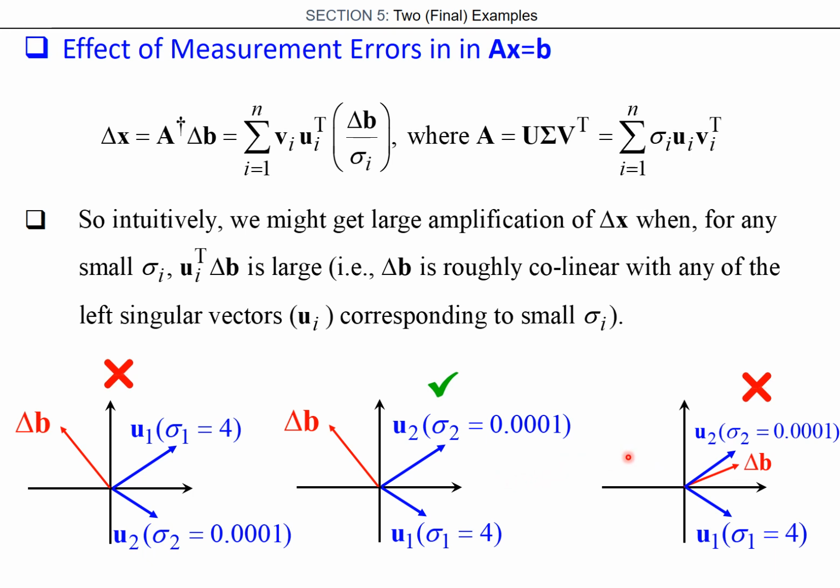Now what about this? Here we've got a very small singular value. And in this particular case, again, they're almost collinear, so we wouldn't want to use that one. So this middle one wouldn't be a problem, but these two at either side would be.